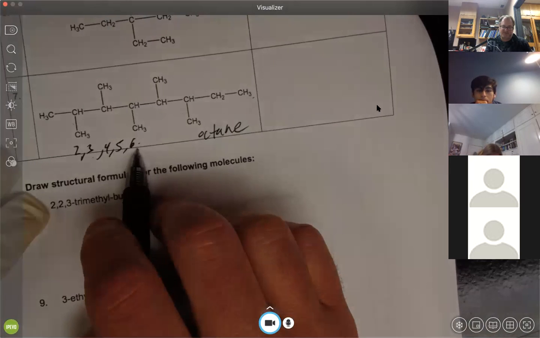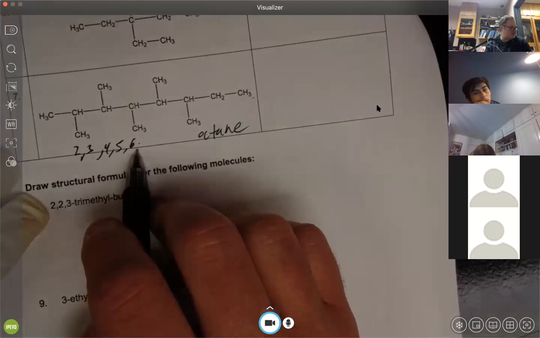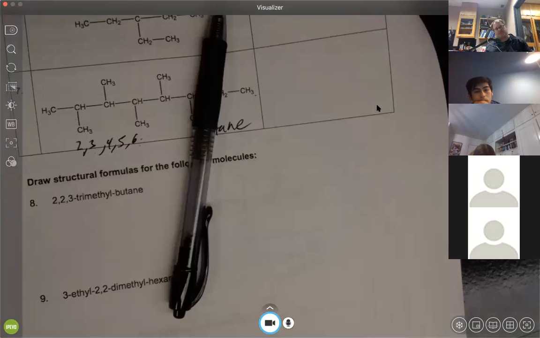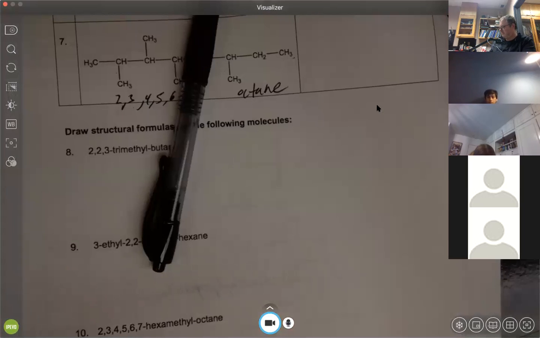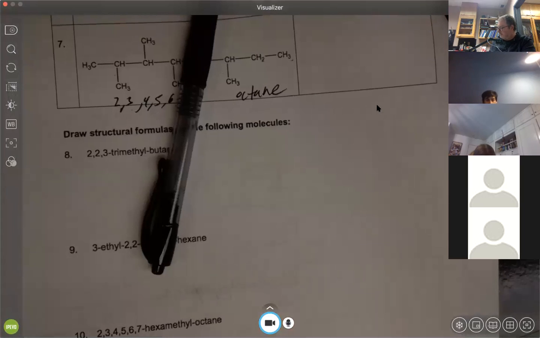Did anybody name this one? I think we might have to look that one up because we said we wouldn't have anything more than 4, really, right? Di, tri, quad. What is it? Anybody know? I looked it up and I said penta. Is it penta, you think? Five methyls. Is it just pent methyl?